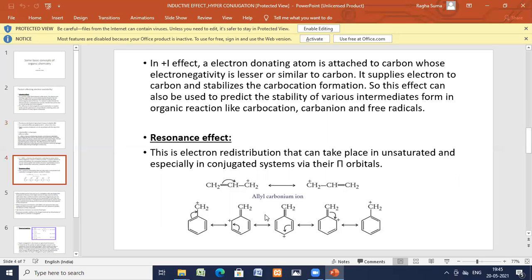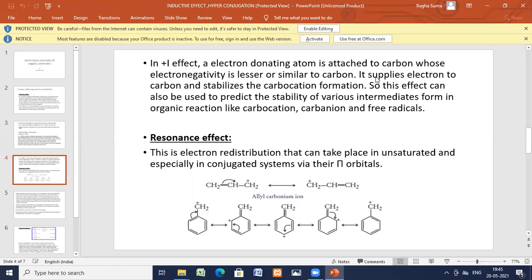Now, in the plus I effect, the electron donating group is attached to carbon. In the minus I effect, an electron withdrawing group is attached. In the plus I effect, it is caused by the electron donating group attached to carbon atoms. I'll give you examples of these donating groups, whose electronegativity is lesser than or similar to that of carbon.